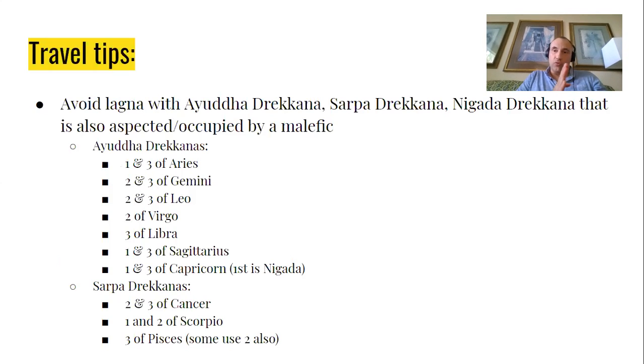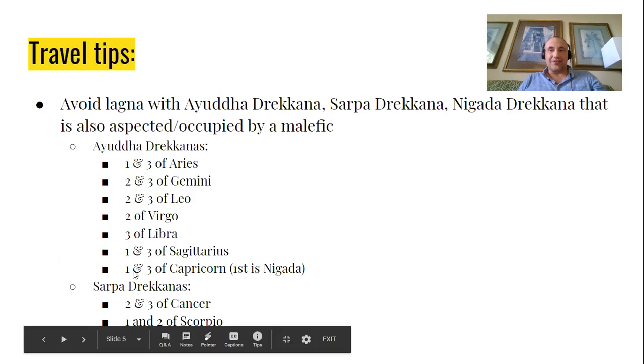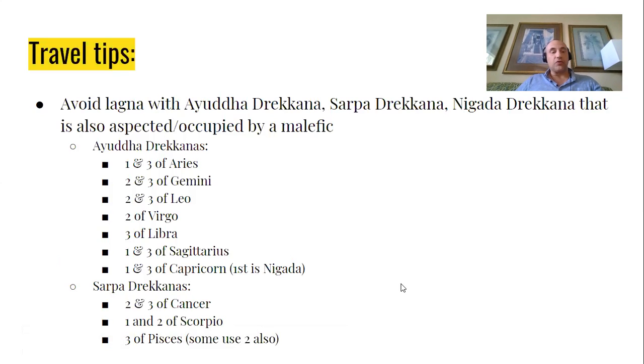So you have to add 24 degrees to them to come up with the Western equivalent. All right, so then the Sarpa Drekanas are the second and third of Cancer, the first and second of Scorpio, and finally the third of Pisces. Some also use the second of Pisces. It's up to you. So what is the rule?